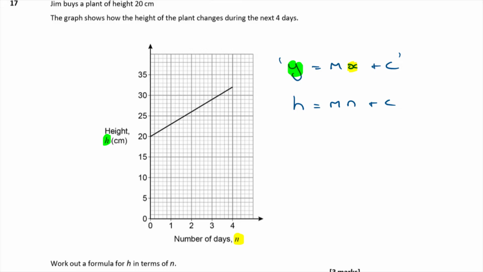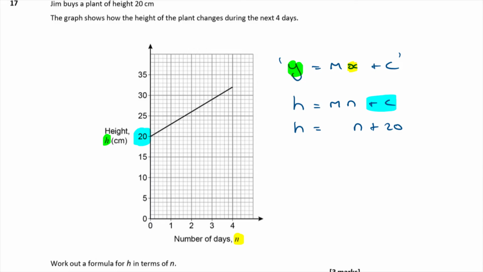Now, where is c? Where can we find c? C is where the line crosses the axes, which is here at 20, isn't it? So c is going to be 20. So we now need to find what the gradient is there to write in front of n. That's the last thing we need to do.